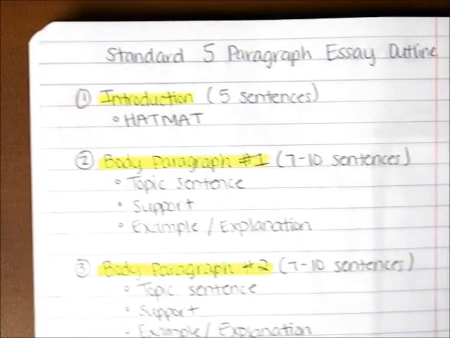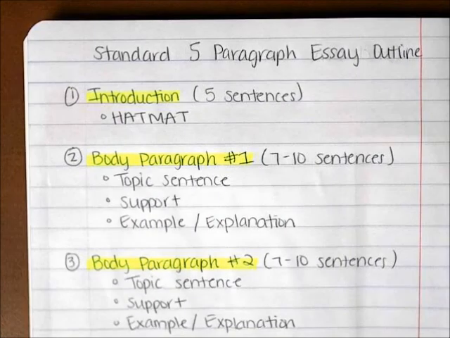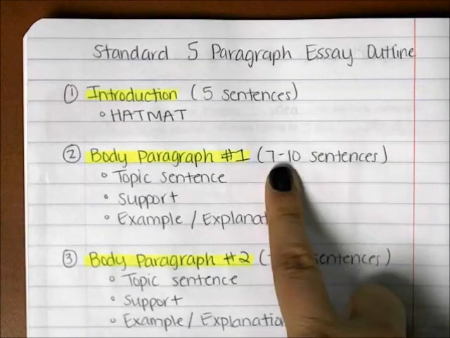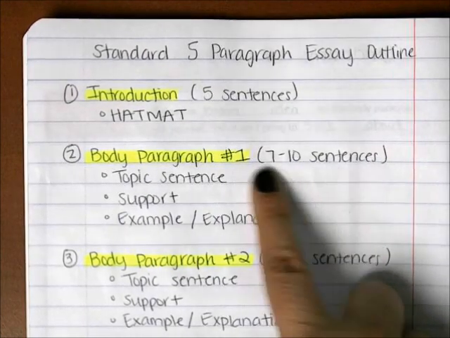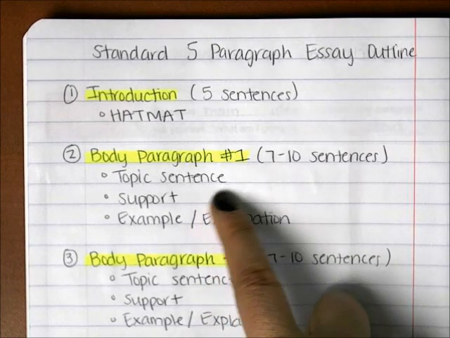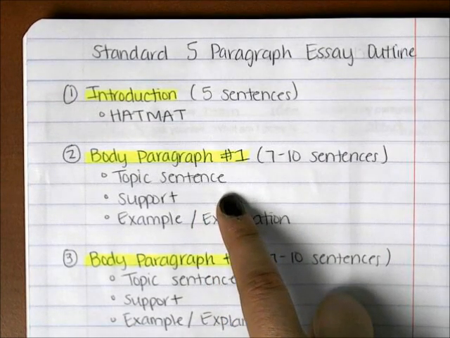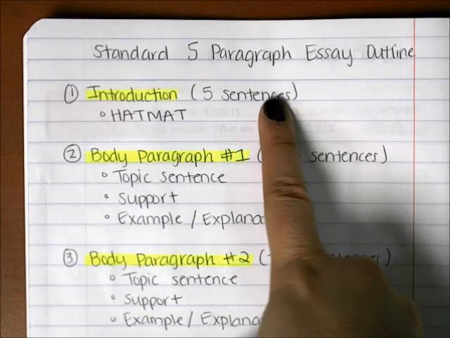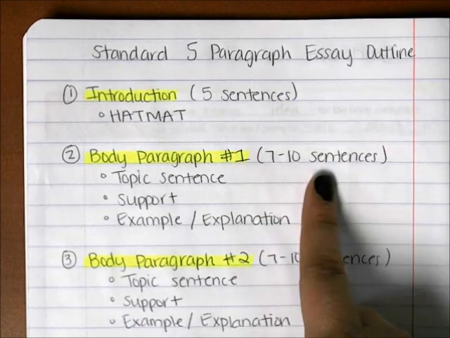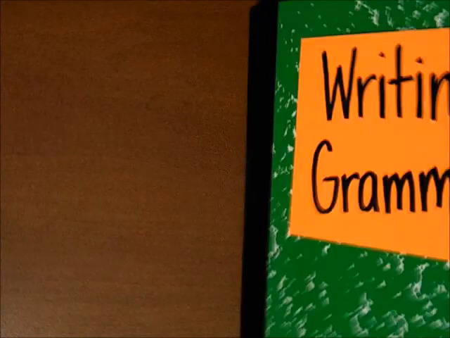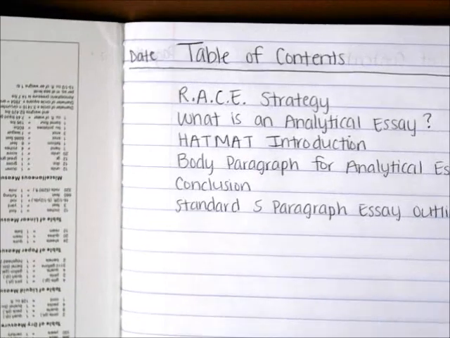And then finally on page 7, you should have already written your standard 5-paragraph essay outline. If you didn't, then you need to go ahead and put that in. Now, there was one mistake. I originally said 5 to 7 sentences, but that was the 7th grade outline. As an 8th grader, you're supposed to put 7 to 10 sentences. So please make sure you do that.